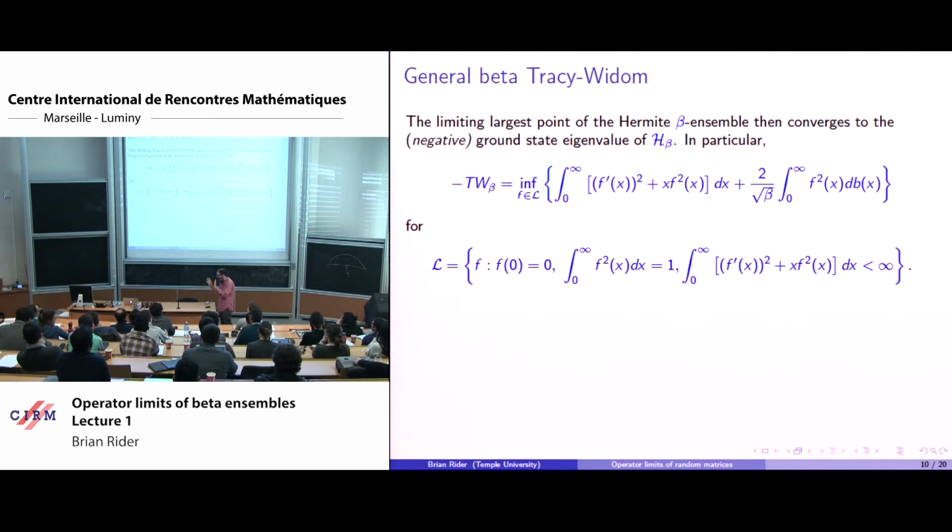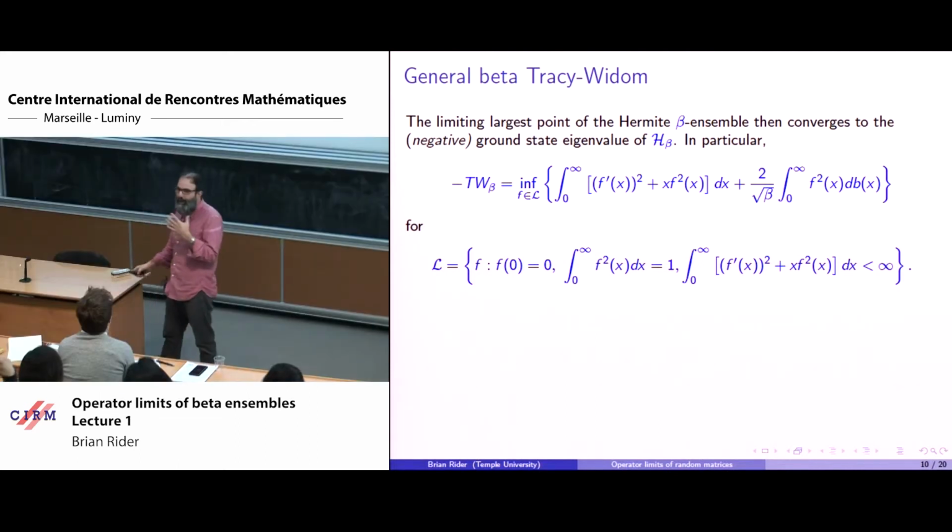You don't, right? All this stuff, right? But I'm saying, if you believe that this random operator had discrete spectrum, and if you form its energy and minimize, that should give you Tracy-Widom, right? Is it even obvious that the right-hand side is positive? No, absolutely not. So I'm just kicking the problem around on one hand.